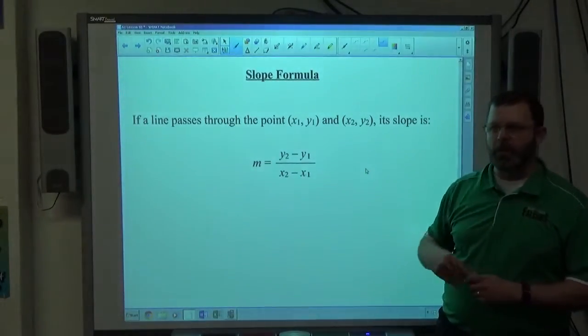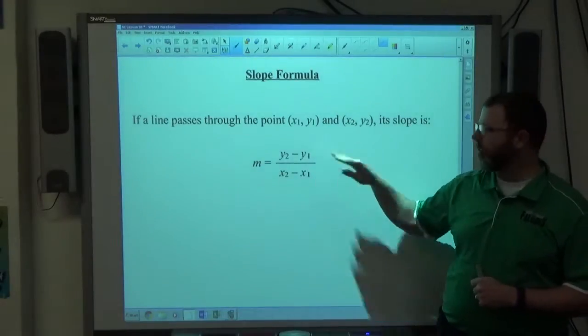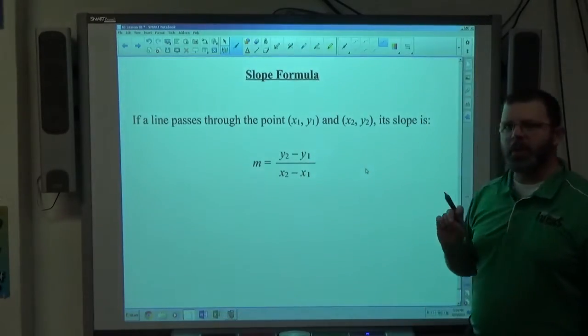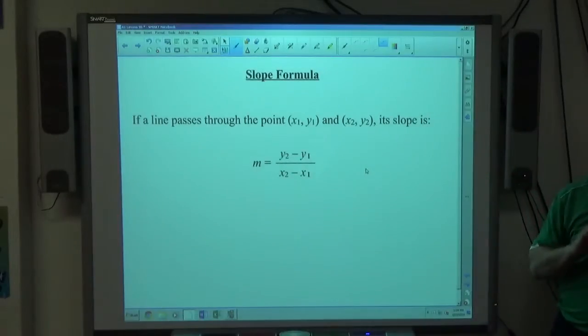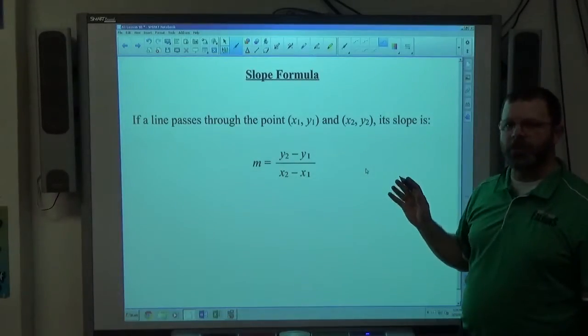The most common mistake people make with slope is they do it upside down. Y's go on top. And there's going to be a question in your homework. I don't know if I ask it anymore or not, but if I do, there's a question that says, why does it not matter which point is point 1 or point 2 in the slope formula? Okay, so let me give you a quick demonstration of why.